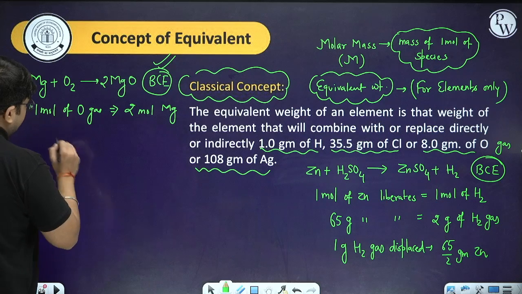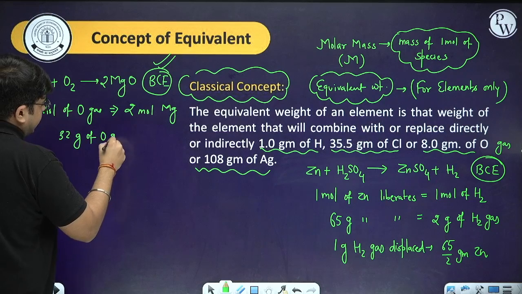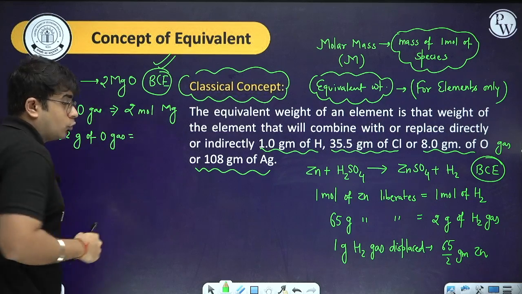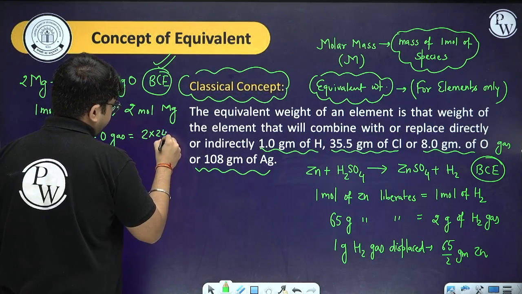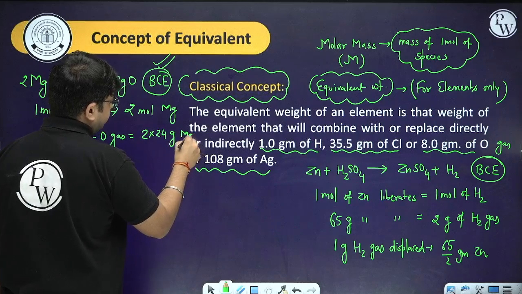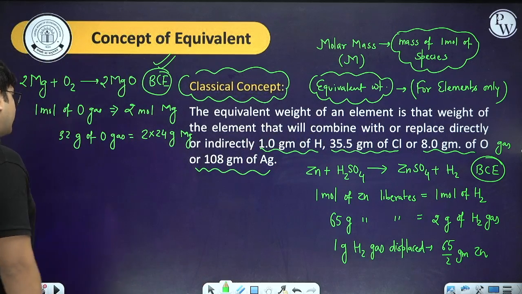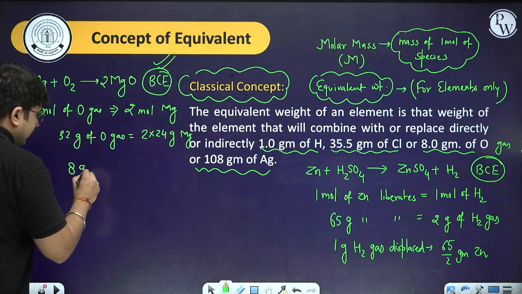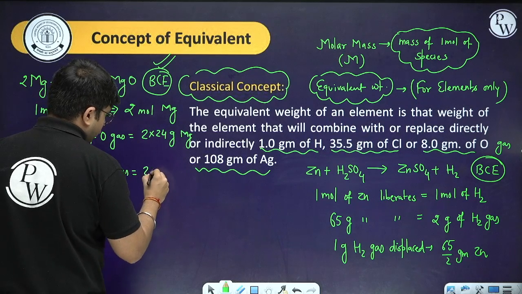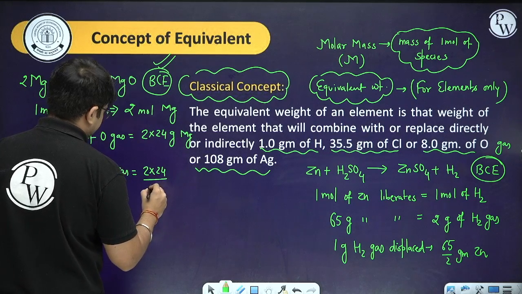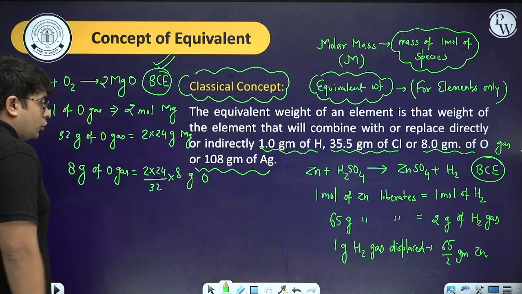Or I can say 1 mole, which means 32 gram of oxygen gas, reacts with 2 moles of magnesium. So 2 moles of magnesium means 2 multiplied by 24 gram of magnesium. Done. According to the definition, we have to pick 8 gram of oxygen. So 8 gram of oxygen gas will react with 2 multiplied by 24 divided by 32 multiplied by 8 gram of magnesium.